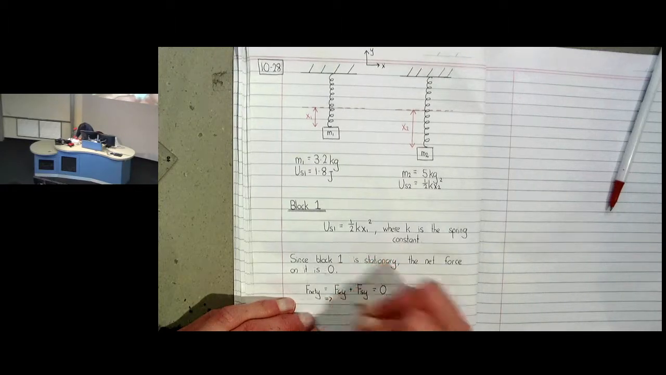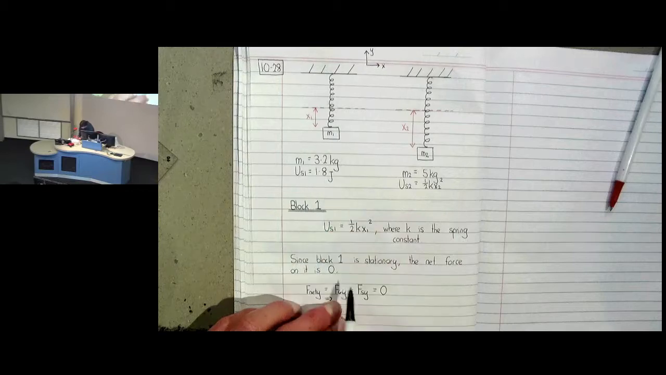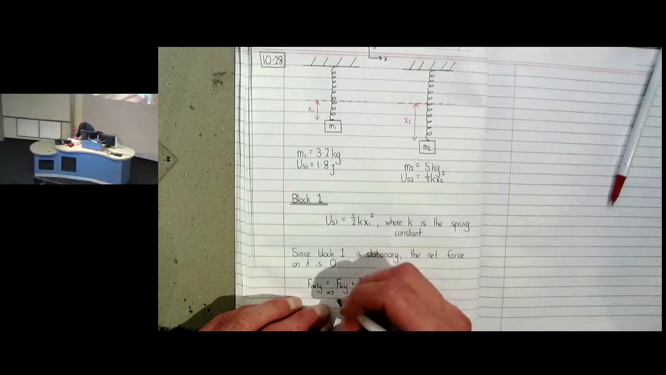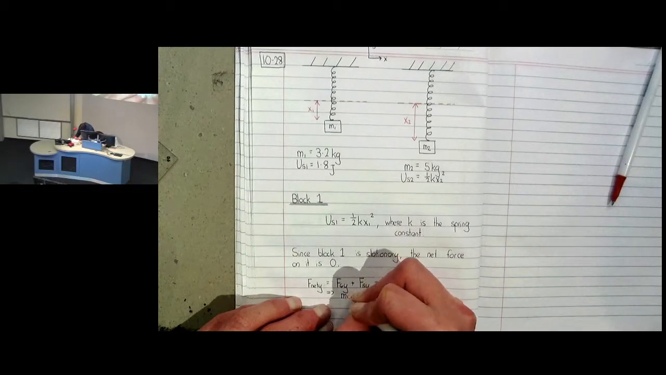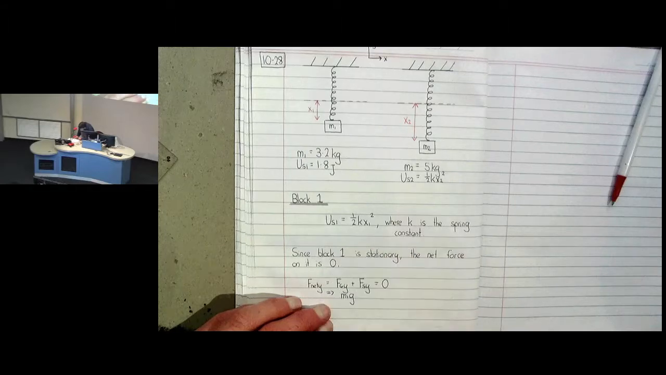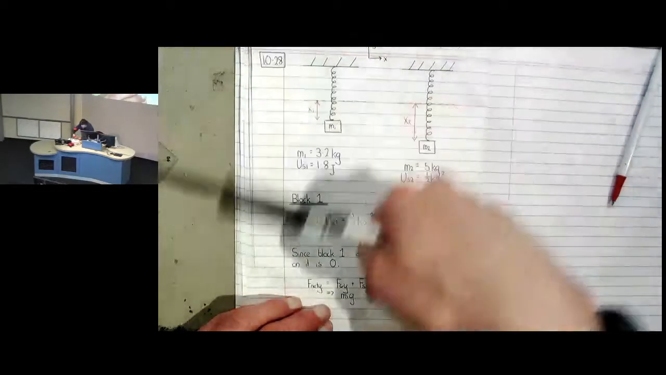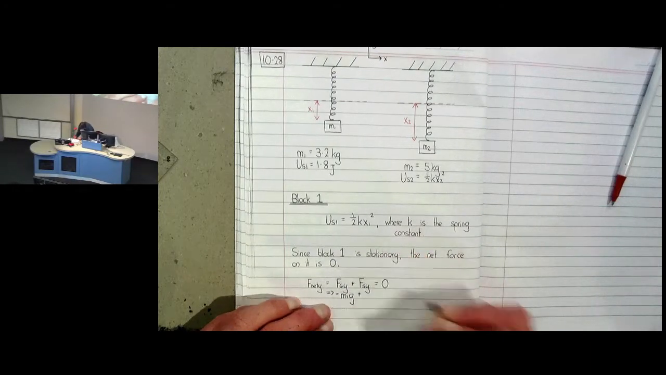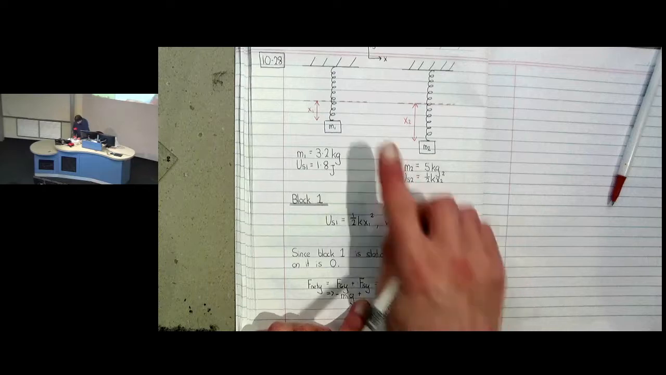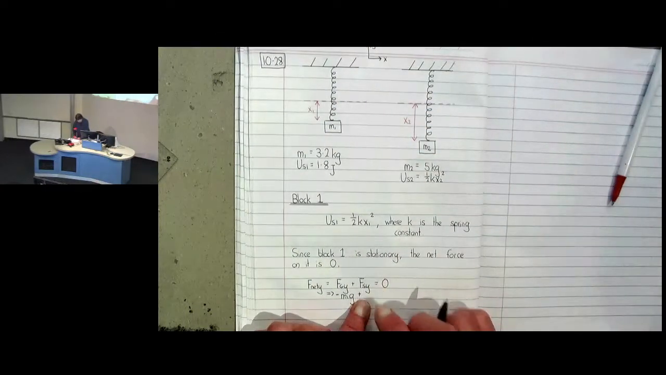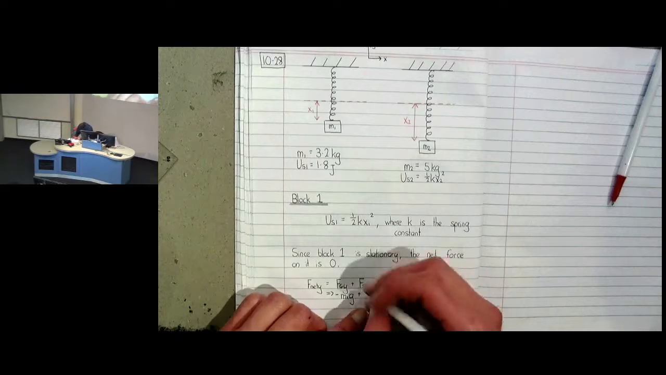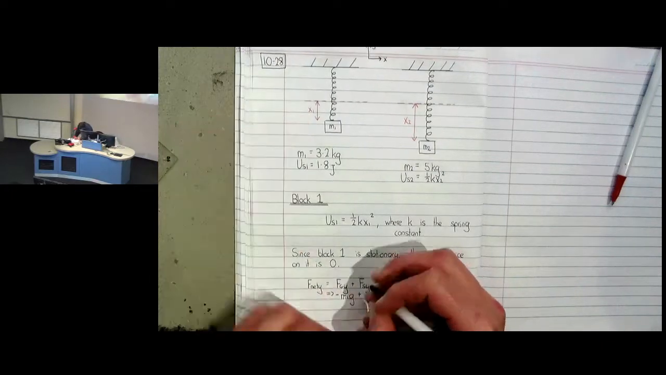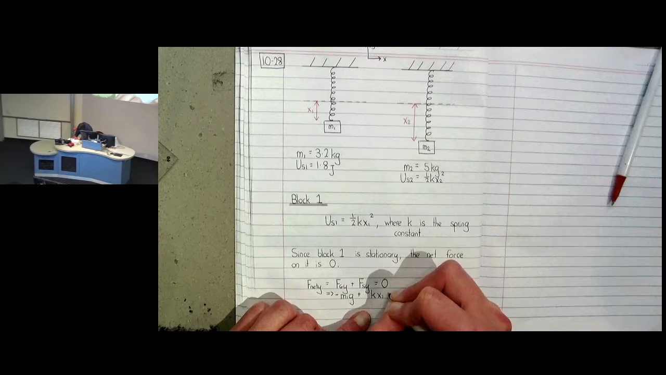Now because we know the mass of this block, we know the magnitude of the gravitational force. This is going to be the mass of block 1, so 3.2 kilograms times g. And since the gravity force is acting straight down, we need to put a little minus sign there. And the spring force is acting straight up, so its y component is going to be positive. It's given by the spring constant multiplied by the amount by which the spring is stretched. And all that has got to be equal to 0.